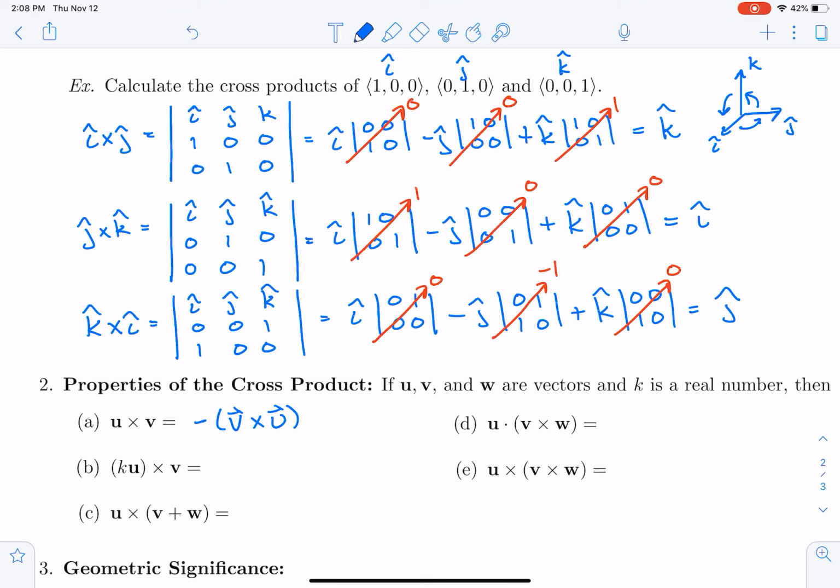Okay, there's a distributive property. If you have k times u, where you have that scalar constant, and then you cross that with v, that's the same thing as k times the vector u cross v. We have another distributive property here. We have u cross v plus w is the same thing as u cross v plus u cross w.